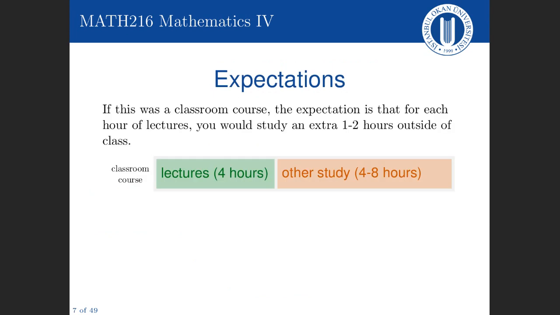How much should you be studying for this course? If this was a course in a classroom, the usual rule is that for every hour of lesson, you're expected to study another 1 or 2 hours outside of class. So if this was a classroom course, we would have 4 hours of lectures every week, and then you would be expected to spend another 4 to 8 hours studying outside of class.